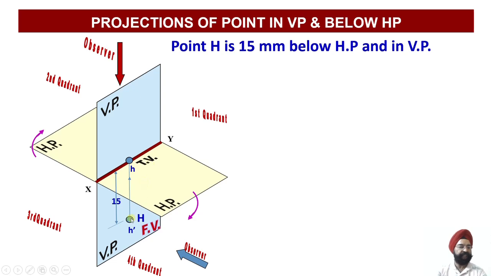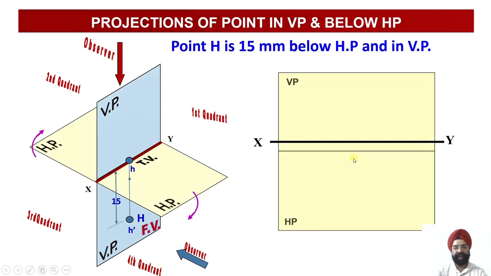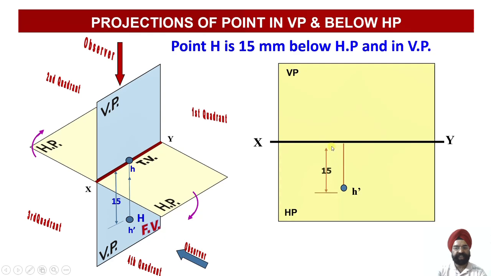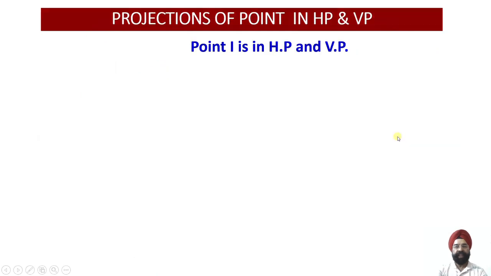So I know the front view, that is 15 mm, is lying below the XY line and the top view is lying here. And in which quadrant does it lie? This point lies in quadrant number 3 as well as quadrant number 4. And let us draw these projections. H dash is 15 mm, that is front view, below the XY line, and point H lies on the XY reference line. And the quadrants, they are third and fourth quadrant.